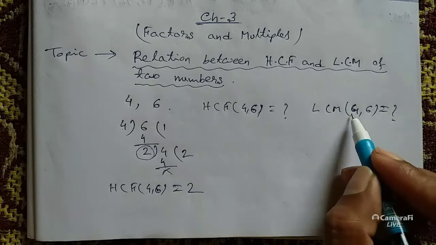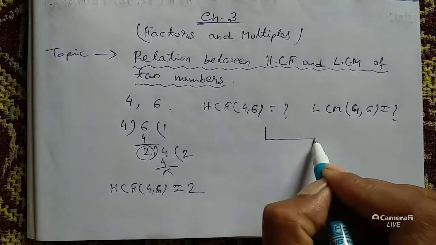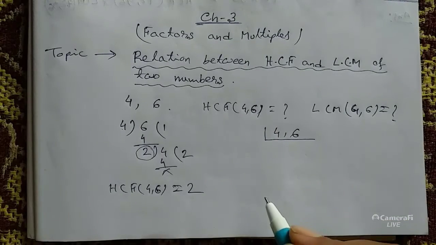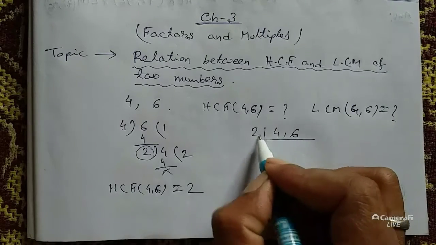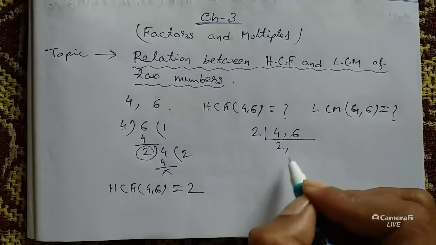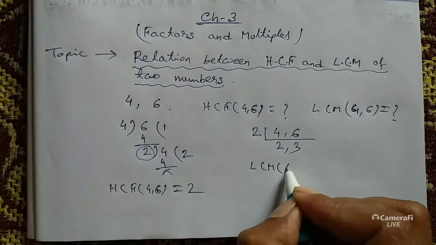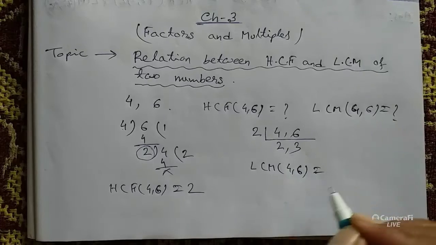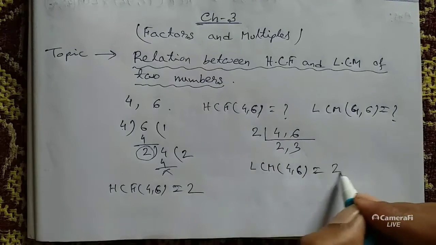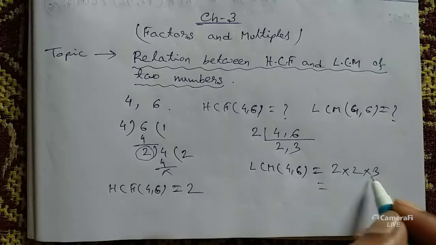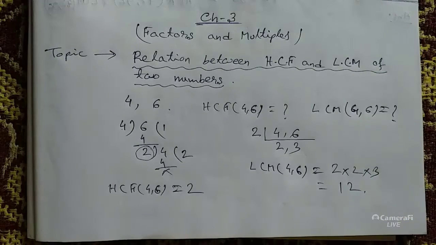Now let us find the LCM of 4 and 6 by the short division method. 2 can divide 4 and 6. 2 2s are 4, 2 3s are 6. 2 and 3 are prime to each other. So the LCM of 4 and 6 becomes 2 multiplied by 2 multiplied by 3. 2 2s are 4, 4 3s are 12. So we get the HCF of these two numbers is 2 and the LCM is 12.